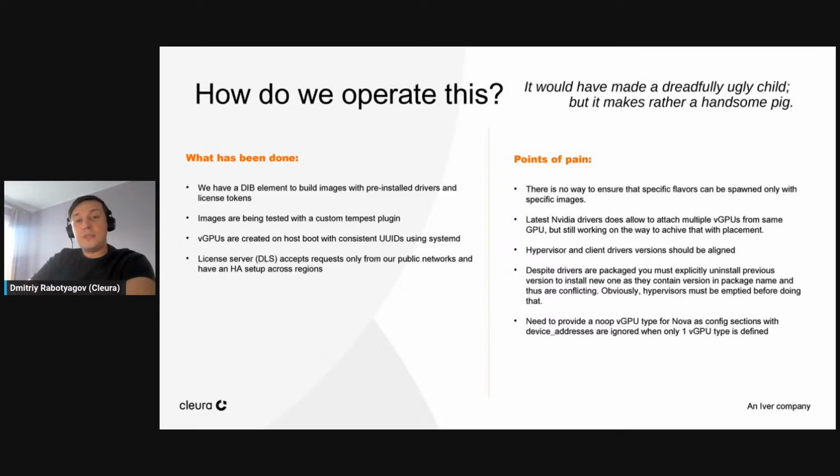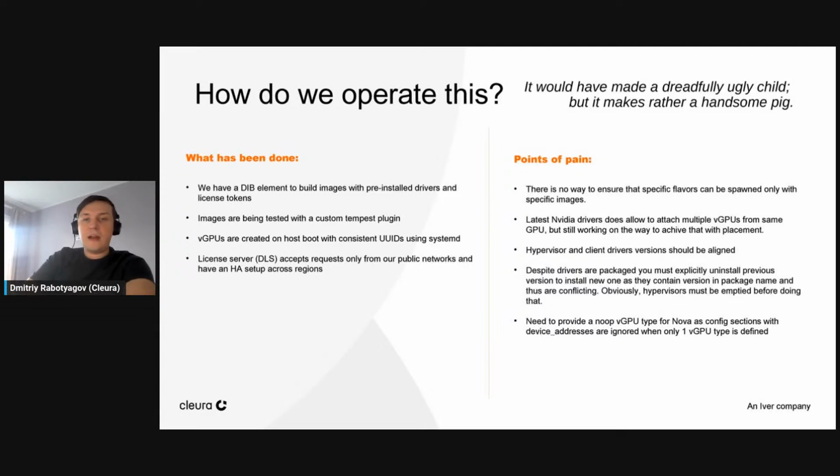Since we don't use Cyborg and use just Nova and Placement, we've created a systemd service that creates a bunch of mediated devices, or vGPUs in other words, that are picked by Nova whenever needed. And of course, we have our own on-premise DLS server. It's firewalled and accepts connections only from public networks that we own.